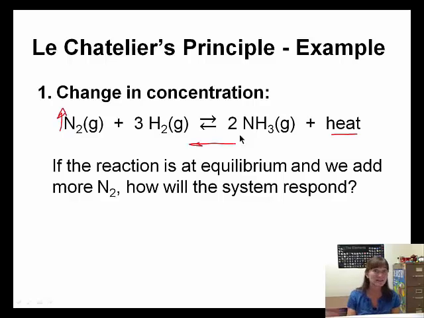So ammonia is not going to want to break down and make more nitrogen and hydrogen, because that's just going to compound the problem. So what's going to happen is this reaction is actually going to shift to the right, because in shifting to the right, my reactants decrease and my products increase. So that's going to counteract the fact that I have increased the amount of nitrogen. So if the reaction's at equilibrium and we add more nitrogen, how will this system respond?